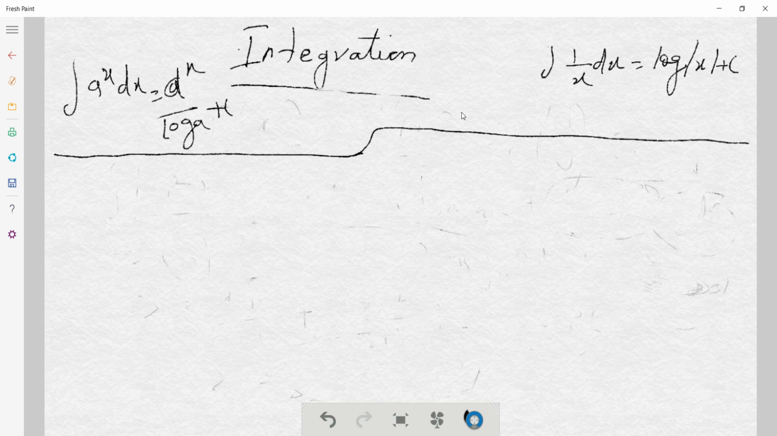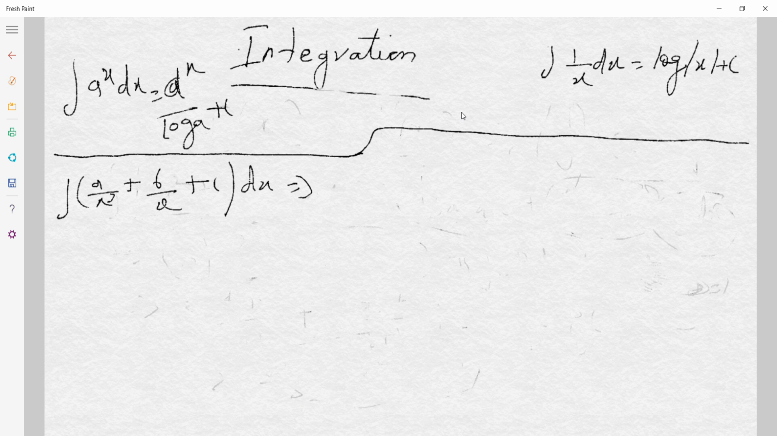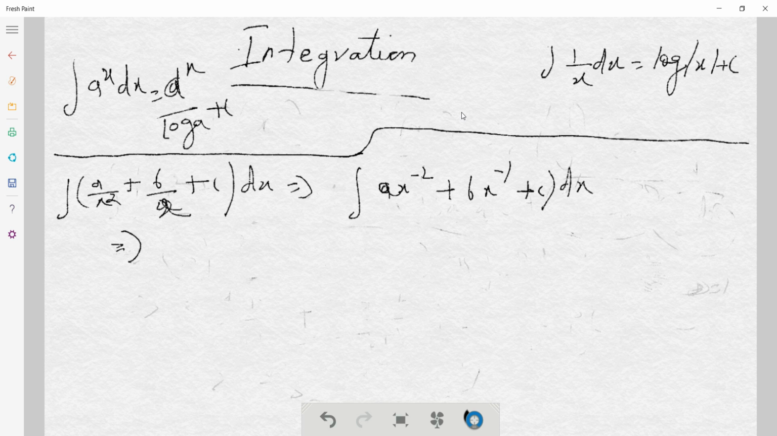Okay, so the equation is something like this. Integration of a to the power x plus b to the power x plus c dx. This can be written as something like that. Sorry, a over x squared, and b over x plus c. This is x. Sorry for my bad handwriting. So you can write this as a times x to the power minus 2, plus b times x to the power minus 1, because x to the power minus 1 is obviously 1 by x, plus c, and dx.